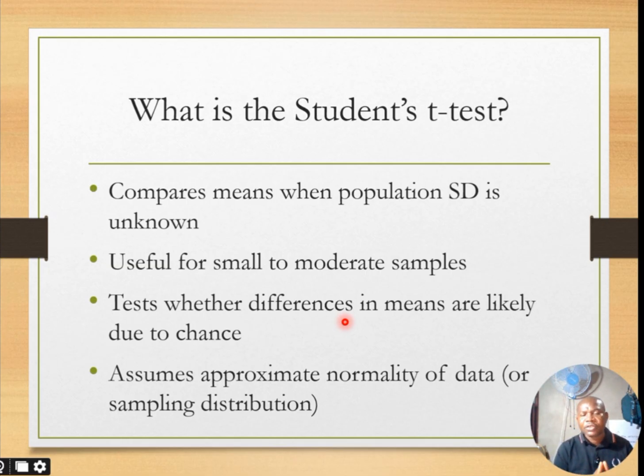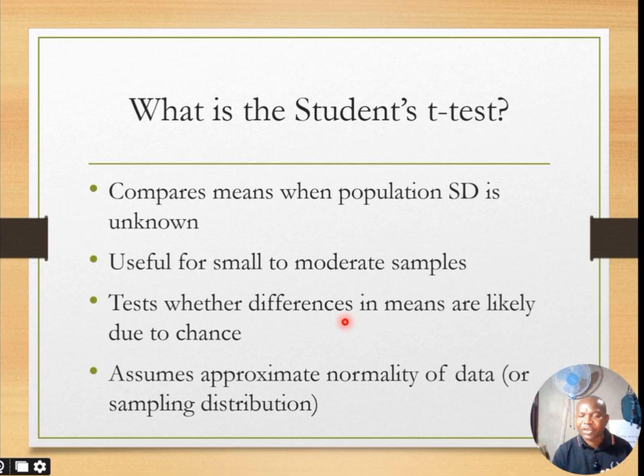You have obtained two means, or you are dealing with two means obtained from two different data sets. Now, if you want to know if the difference you're observing in the two means is due to chance, then you make use of the student t-test, provided the aforementioned conditions are met. What are the conditions? Number one, you are dealing with a small sample size.